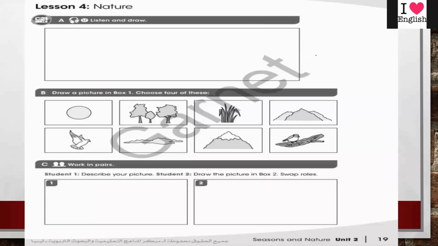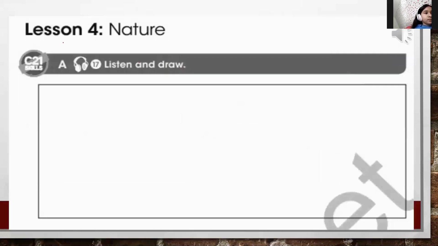Okay, could you please open your workbook on page 19? Yes, very good. Okay, lesson four, nature. So now we are in the workbook. So, listen and draw. Now we need someone of you who can draw. Who can draw?